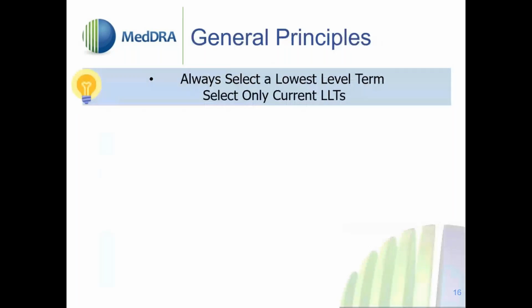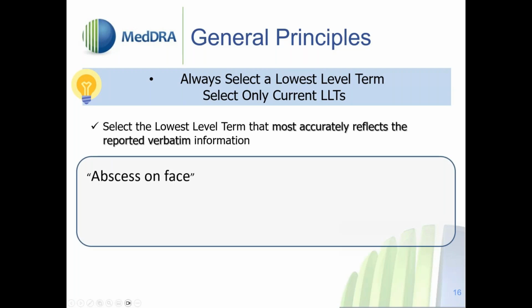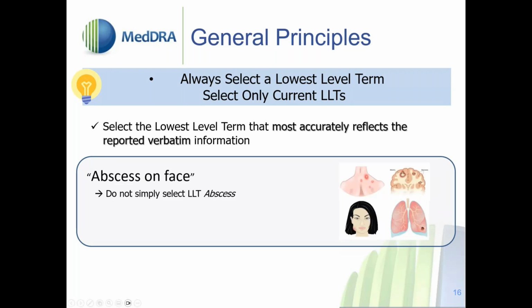We usually cover these in our basic coding webinar. When you're coding in MedDRA, you're selecting only current lowest level terms, LLTs. You're trying to find the one that is the closest match to the natural language term, the verbatim that you're trying to code or review. For example, let's say you have a verbatim that says abscess on face. It's not enough to simply code the abscess, because MedDRA is a repository that has a lot of detailed information in it. There are options for location-specific abscess terms in MedDRA, like brain abscess, lung abscess, neck abscess.